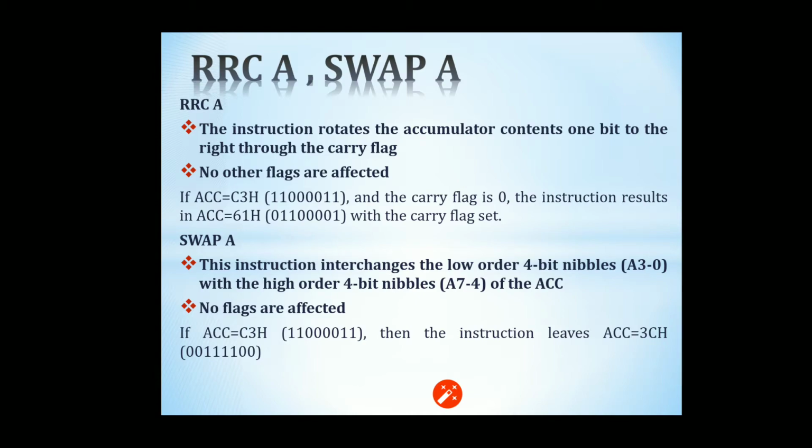RRC A and SWAP A. The RRC instruction rotates the accumulator contents 1 bit to the right through the carry flag. In this instruction, except the carry flag, no other flag will be affected. SWAP A. This instruction interchanges the lower order 4-bit nibble, that is A0 to A3, with the higher order 4-bit nibble, that is A4 to A7, of the accumulator. In this instruction, no flags will be affected.